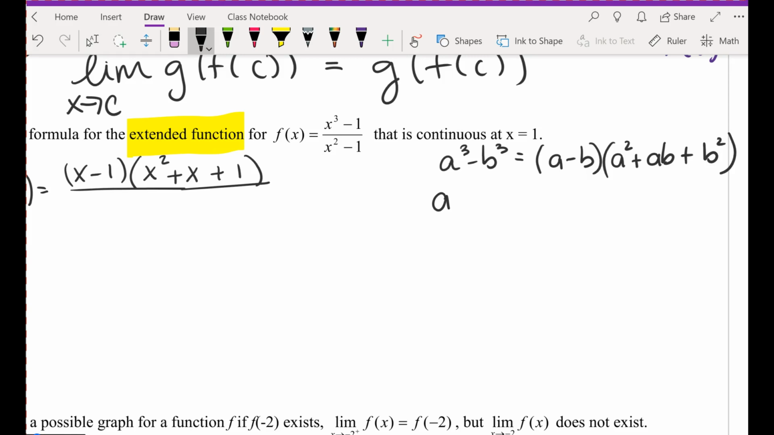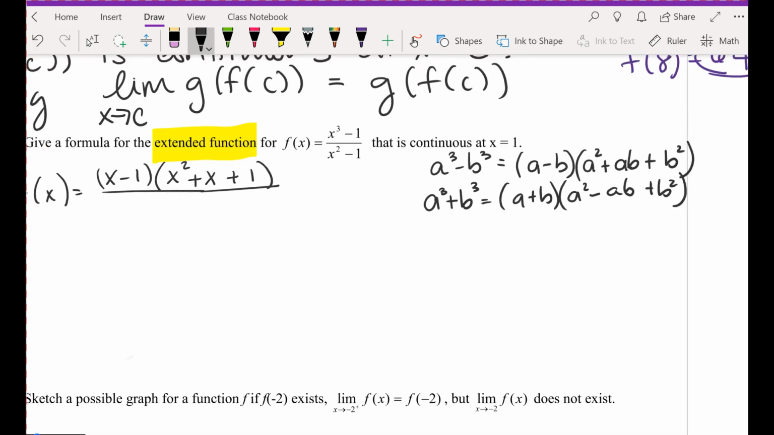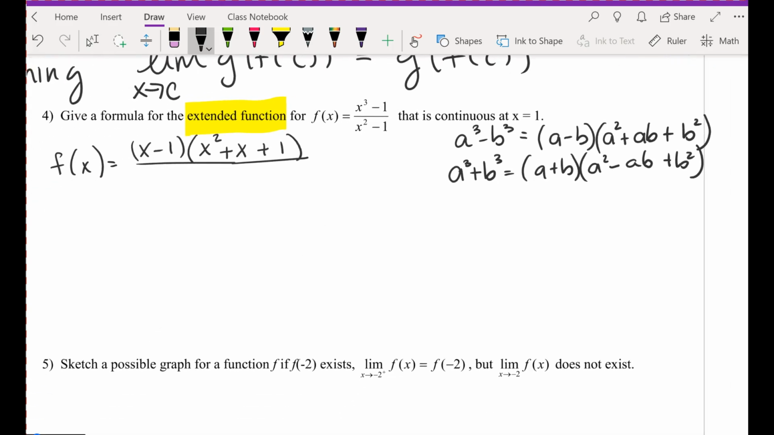Okay. Same thing as if I were to have a sum of two cubes. That was the difference. So this is A plus B times A squared. What's the difference between those two formulas? Now it is A minus AB plus B squared. Okay. Anybody remember SOAP? Yeah. What is it, Anthony? Right. Okay. Now on the bottom, it's going to be an x minus 1 times what?